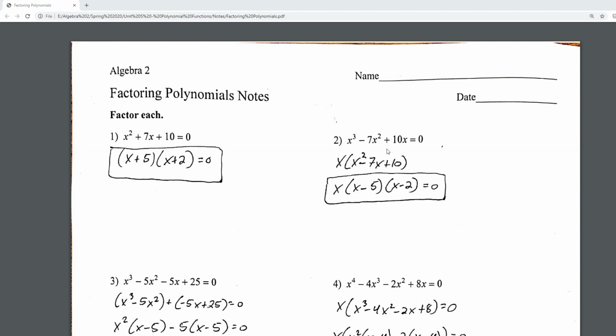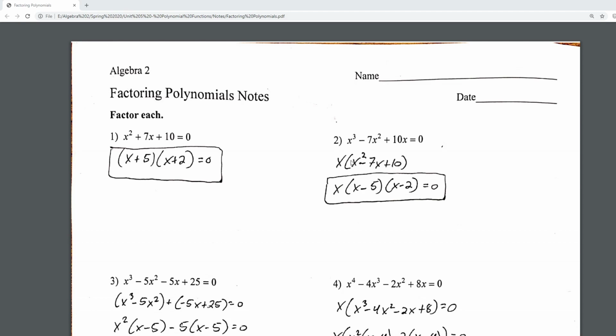Number 2 is a similar thing, but before we can start doing the normal quadratic factoring, we have x cubed minus 7x squared plus 10x equals 0. Here we have a GCF. All three terms contain 1x, so I'm going to take out an x first. That's this middle step here. I removed an x from all the pieces, which leaves you with x squared minus 7x plus 10.